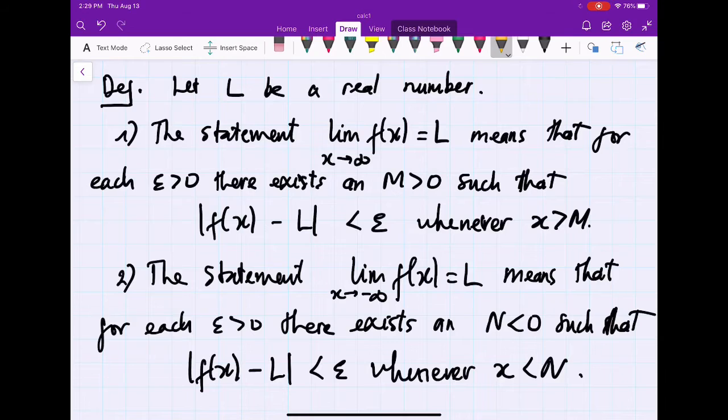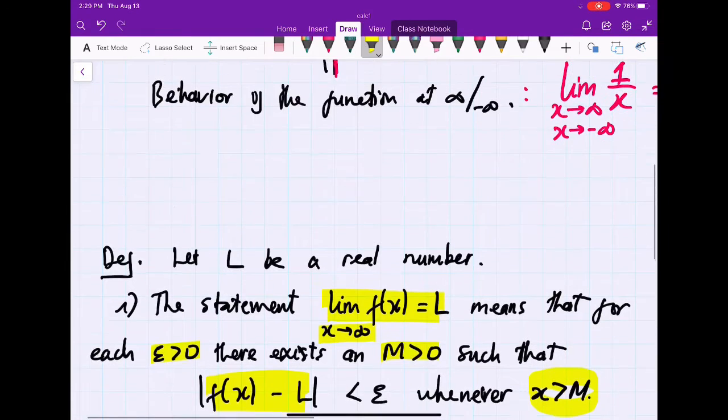Let L be a real number. We say the limit of the function equals L when x approaches infinity. That means for each epsilon greater than 0, there exists a number m bigger than 0, such that the difference between f(x) and L is very small whenever x is greater than m. You can see that right here.